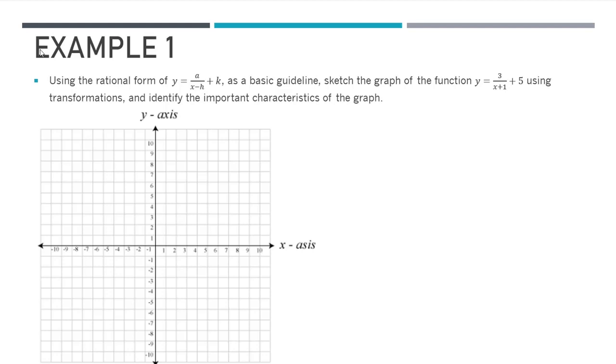Okay, so our first example from 30-1, what this is going to look like. Using the rational formula y equals a over x minus h plus k as a basic guideline, sketch the graph of function y equals 3 over x plus 1 plus 5 using transformations, and identify the most important characteristics of the graph.